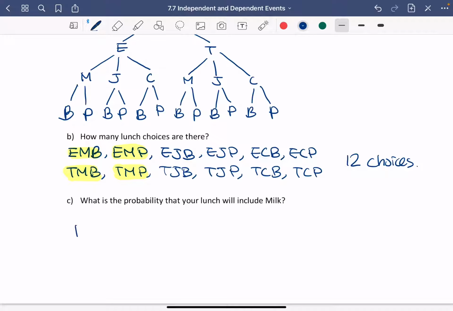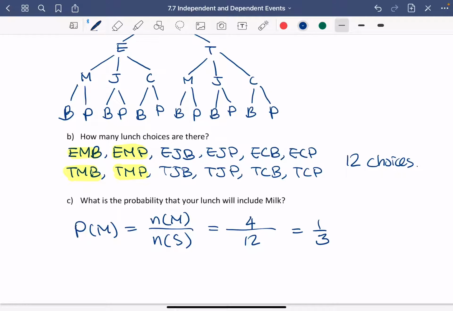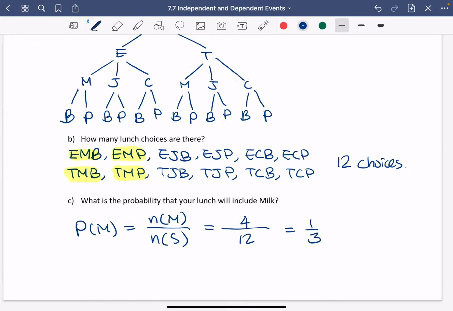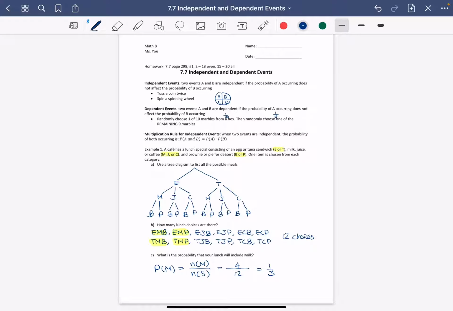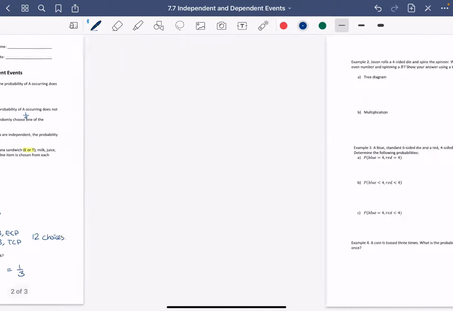So remember that the probability of something, let's say probability of milk, will equal the number of milk over the number of total choices. How many milk choices are there? Well, we have 4 choices that include milk. How many choices are there in total? We have 12 choices in total. So the probability of getting a milk will be 1 over 3. Okay. All right, now let's move on to the second example.